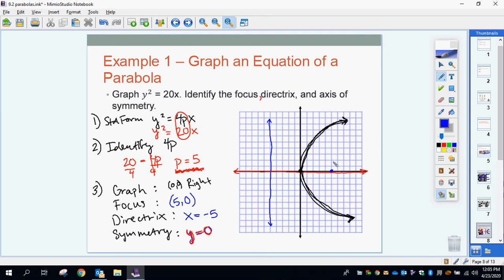So again, I can label these for you. This is the focus. This is the directrix. The red line is the axis of symmetry. This black dot, you already know, that's our vertex. And that's all there is to it.